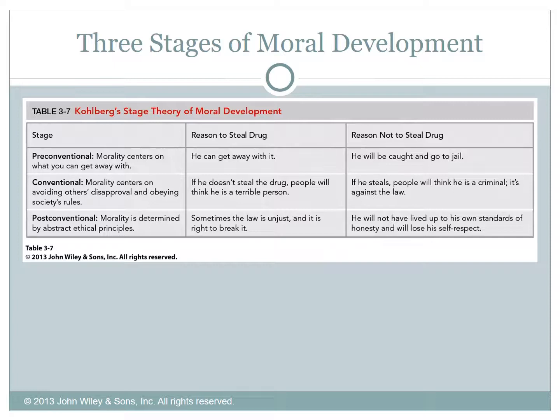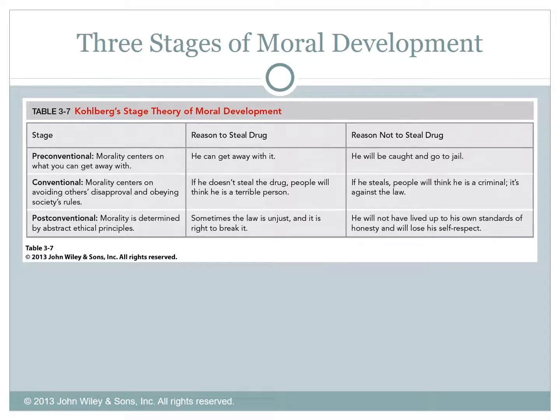The conventional moral reasoning is where morality centers on avoiding others' disapproval or on obeying society's laws, okay? So he should steal the drug, for instance, because if he didn't, then people would think he's a terrible person and he would be ashamed, okay? Or if he does steal the drug, it's a criminal act. He would be going against the law and he shouldn't do that, okay? That's conventional moral reasoning.